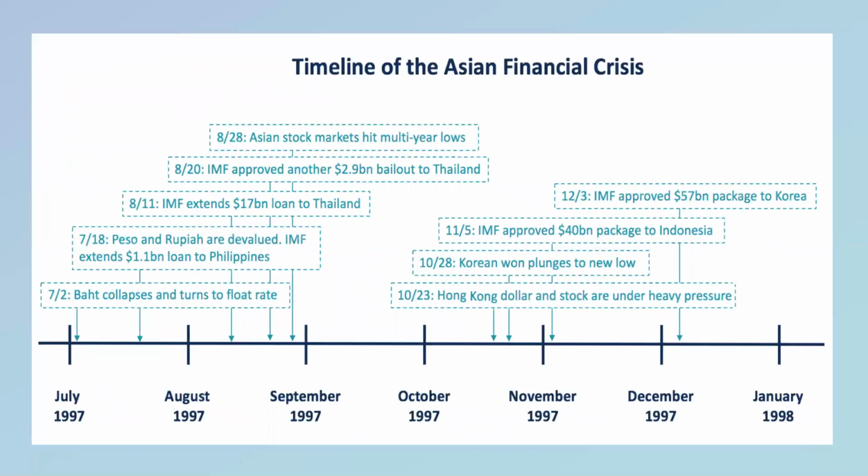This is the timeline of the Asian financial crisis. It began in July 1997 and ended in January 1998.